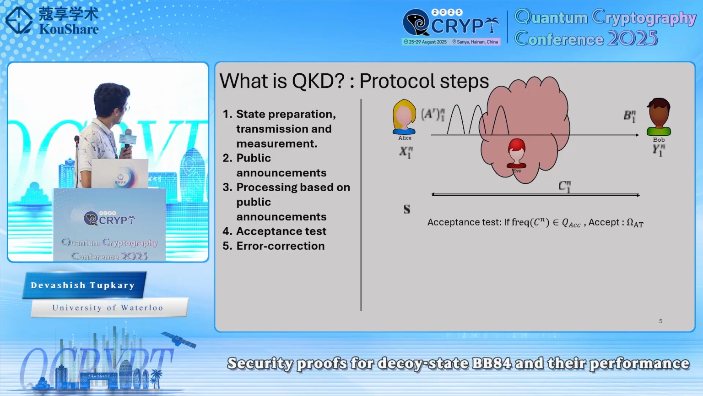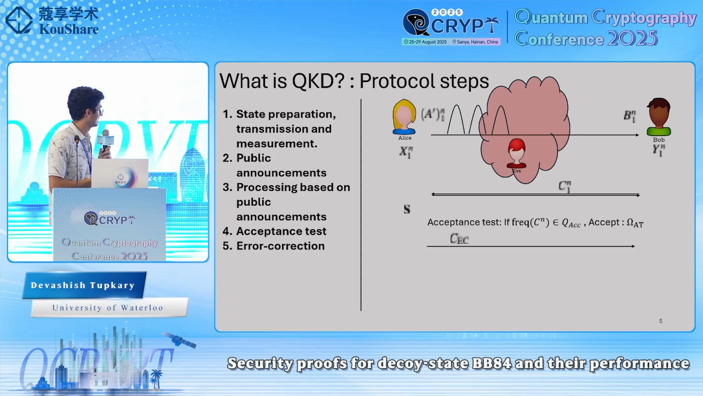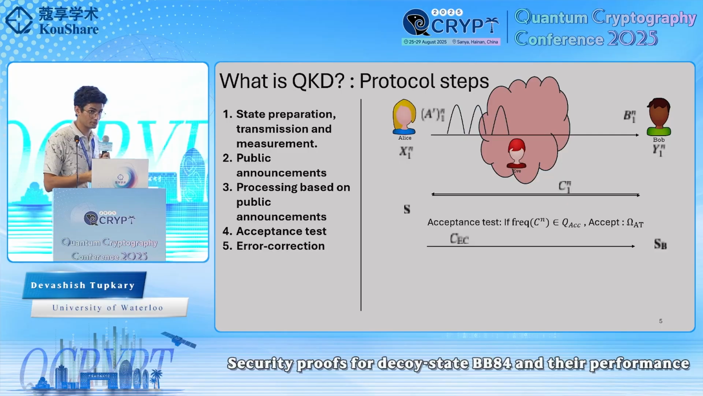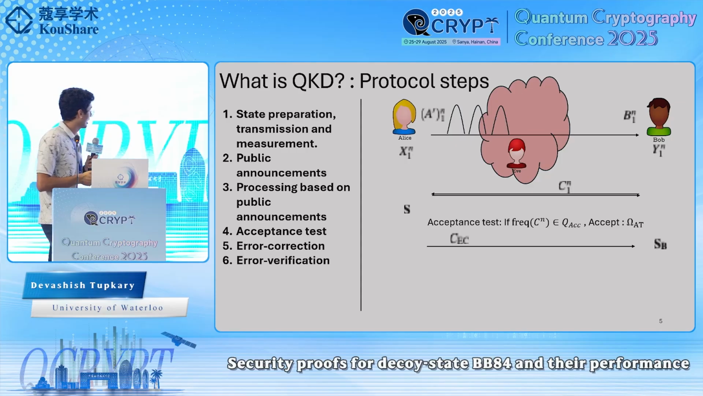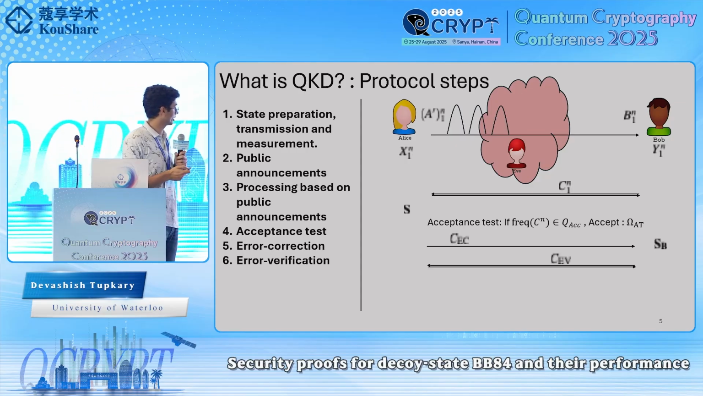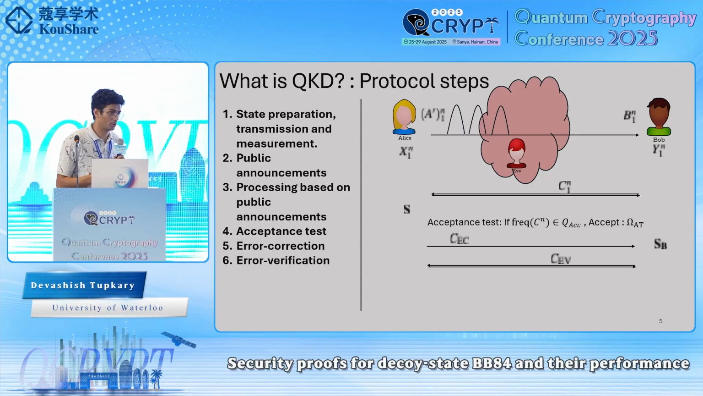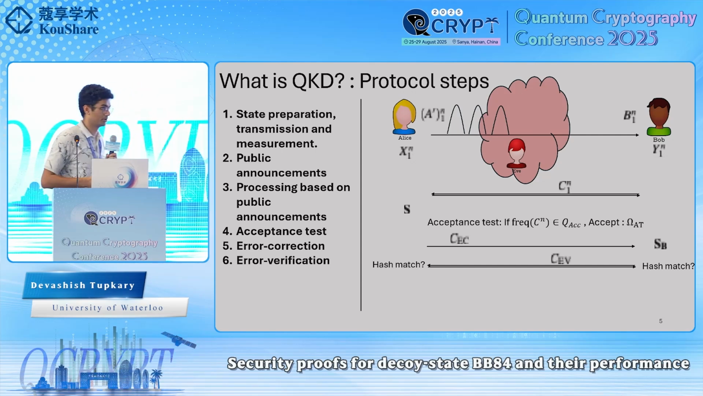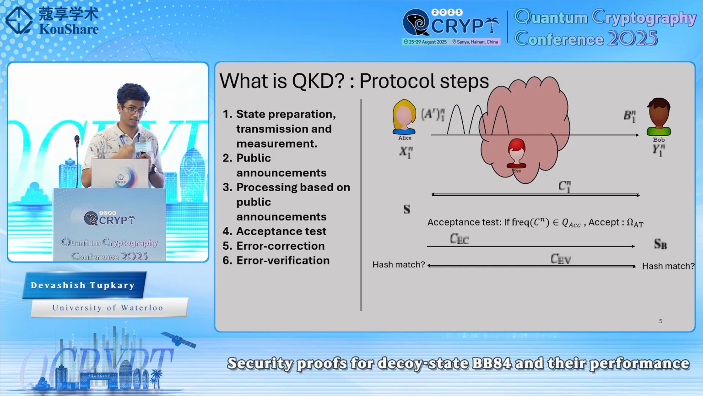Right? Okay, so some errors might have crept in. So Alice might send some information to Bob to correct these errors. And Bob is going to use this information to produce a guess for Alice's string, which we hope is correct. Then we're going to have error verification, where they're going to do a two-way protocol where they compare two universal hashes of their respective raw key strings. And if they match, they proceed. If they don't match, they abort.